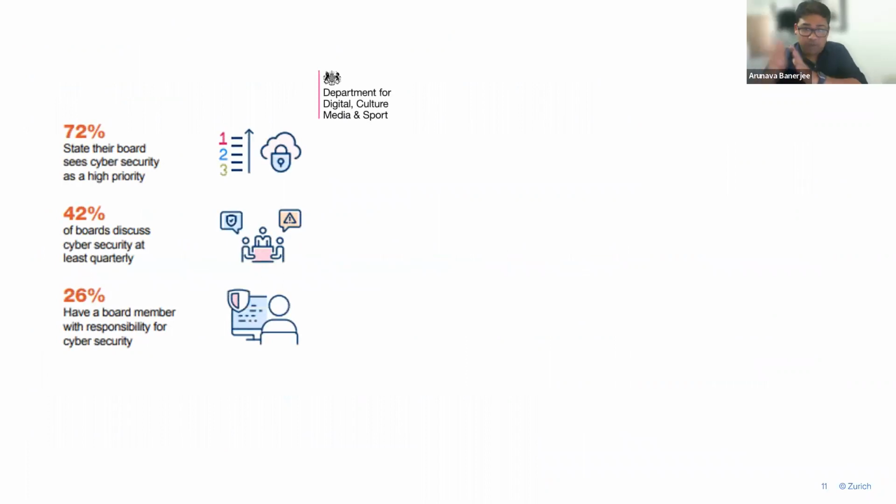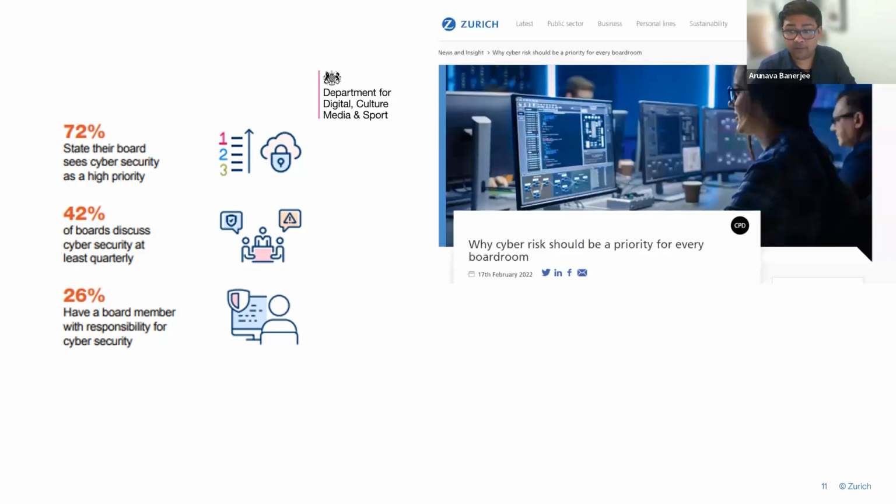A few stats go back to the DCMS report. 72% of boards see cybersecurity as a high priority, 42% of boards discuss cyber on a quarterly basis. That's quite low. And 26% of board members have responsibility for cybersecurity. That's significantly low. There is no one on the board who is actually accountable for cyber. Again, I'm saying that person doesn't have to do hands-on cyber. It's more accountability to ensure cyber risks are identified, escalated properly, talked about properly and treated properly.